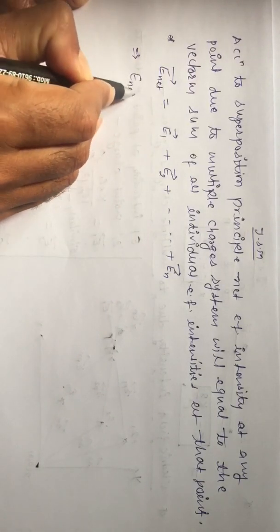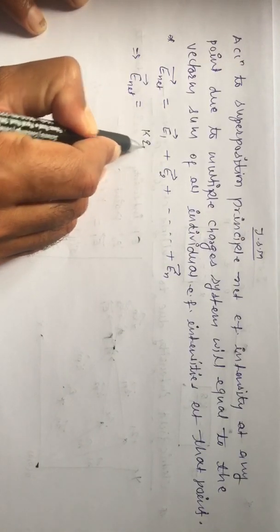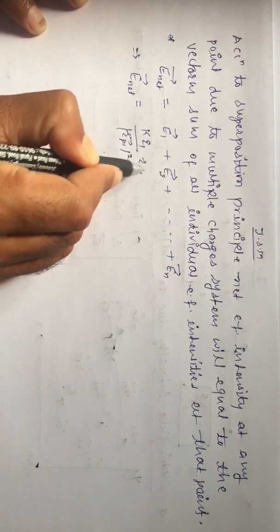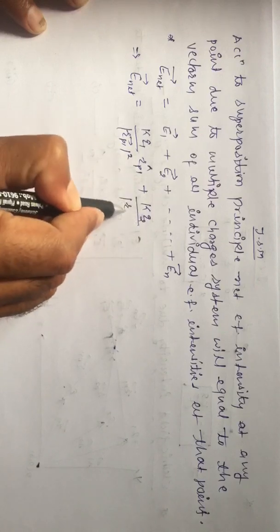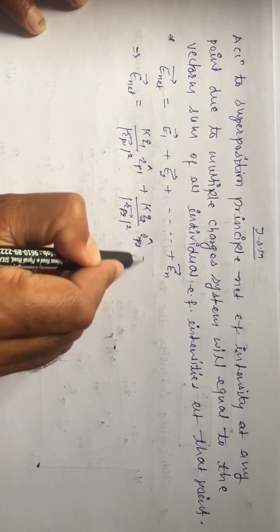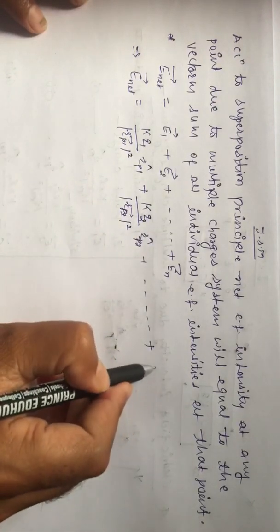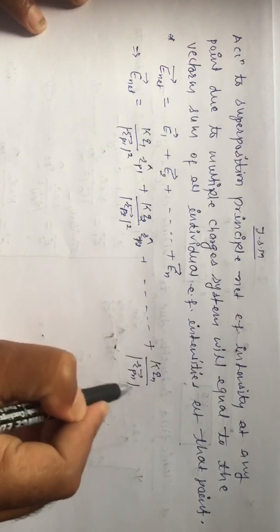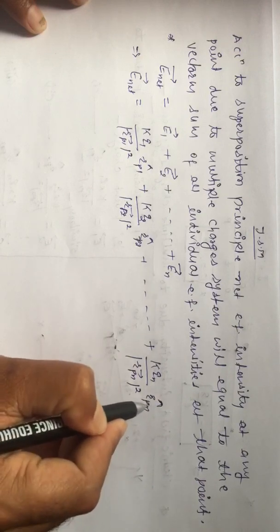The net intensity will become, what is the E1 vector? E1 vector is KQ1 upon RP1 magnitude square RP1 cap. What is the E2 vector? KQ2 upon RP2 magnitude square RP2 cap. And similarly, what is the final En vector? En vector is KQn upon RPn magnitude square RPn cap. Is it clear?